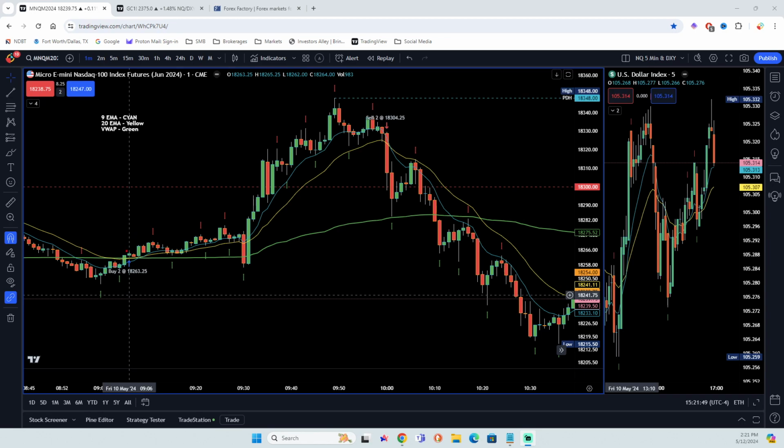And for a long entry, you would preferably want to be above the VWAP, which is the green line. If price is above the green line, you want to be long or buying calls for options or whatever. And if you're below the VWAP, your bias should be bearish, which means you want to be entering short or buying puts, or just not entering at all, waiting for a long opportunity.